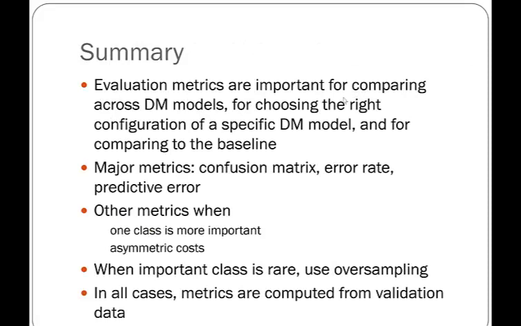In this chapter we talked about the metrics that are important for comparing data mining models and choosing the right model and comparing to baseline models. Well, the major metrics that we talked about were confusion matrix, error rates, and the predictive errors. When the costs of errors are asymmetric, then we discussed how to deal with that, and we talked about oversampling and when we can use that. And finally, it is the validation data that we are going to be using to compute all of the metrics that we're making decisions based on.